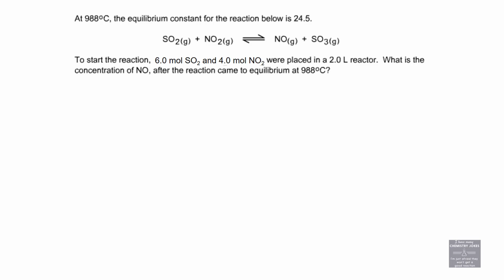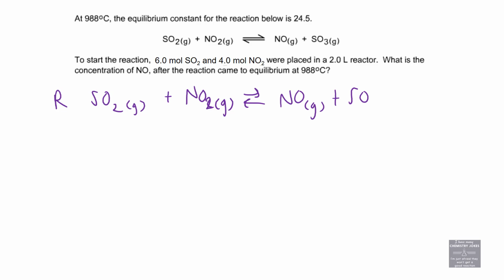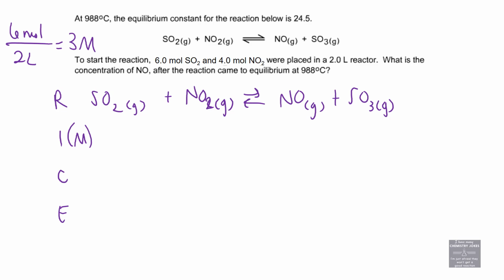Okay. Finding concentration at equilibrium, that screams RICE table. So we start out with SO2, it's a gas, plus NO2, it's a gas. Equilibrium, NO gas, plus SO3 gas. In a RICE table, we put in concentration values. So 6 moles over 2 liters leaves 3 molar SO2. And 4 moles over 2 liters is 2 molar NO2.